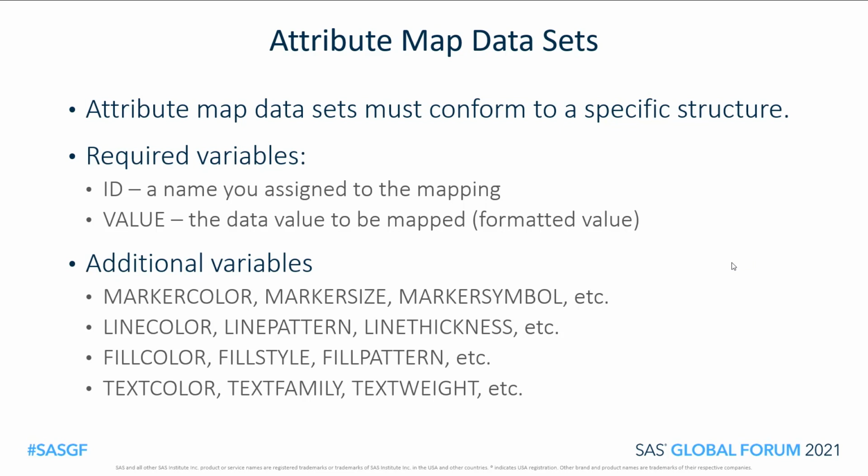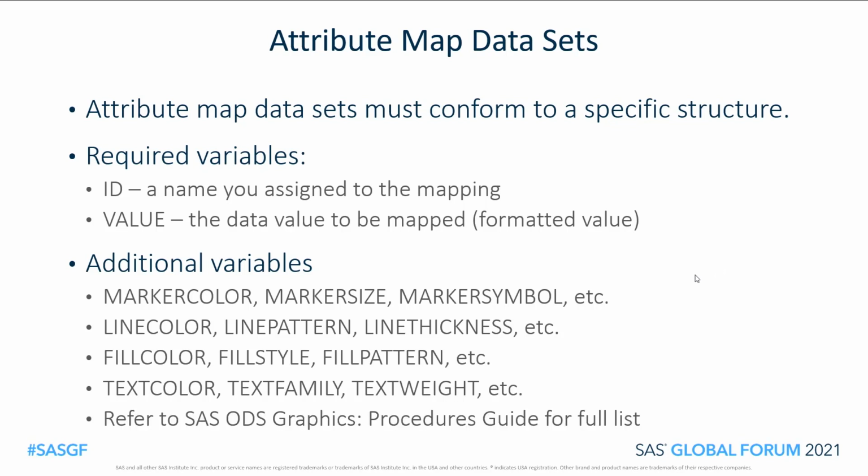You can also control attributes of text using the attribute map, the color, the family, that means the font, the weight, that is whether it's bold or not, etc. I'm not showing them all here. You can refer to the ODS Graphics Procedures Guide for the full list of variables that are allowed in a discrete attribute map data set and all the different values that are valid for those variables. You can have other variables in there too, it'll just ignore them.